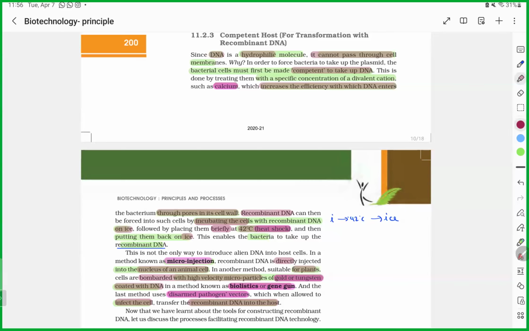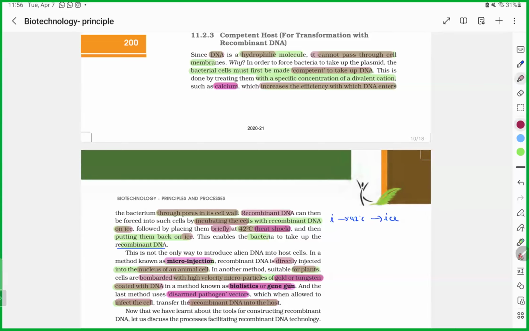Next, Chandana, what is the role of calcium in competent cell? So it increases the efficiency for DNA to enter into the host. How? Because it makes more pores in the cell wall.